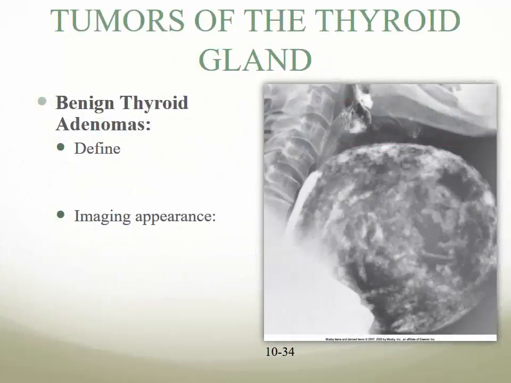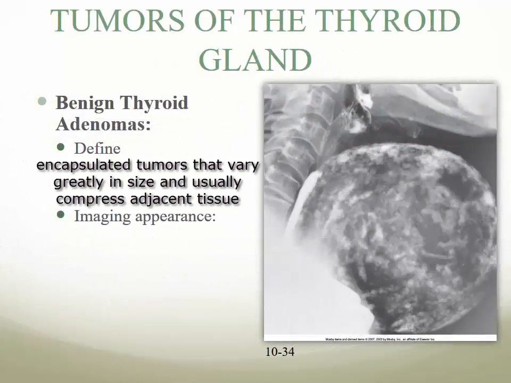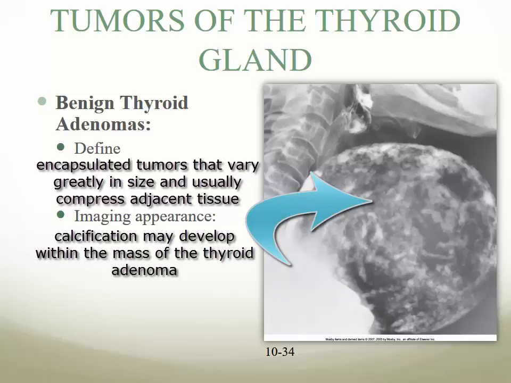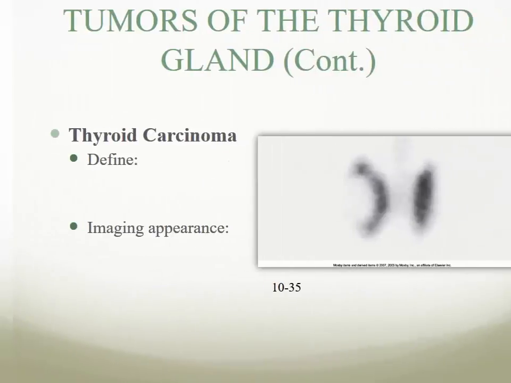Benign thyroid adenomas are encapsulated tumors that vary greatly in size and usually compress adjacent tissues. The imaging appearance is calcification may develop within the mass of a thyroid adenoma. And note the huge calcified thyroid mass in this image.